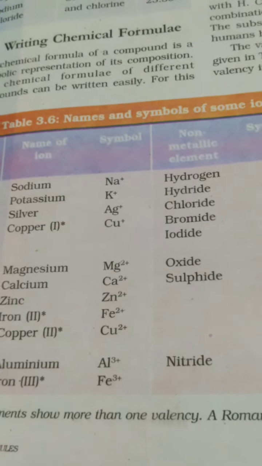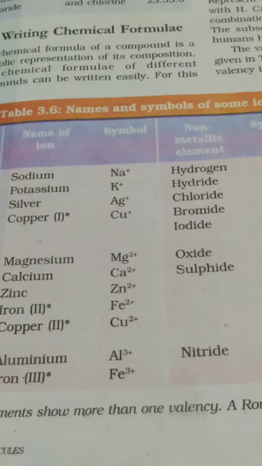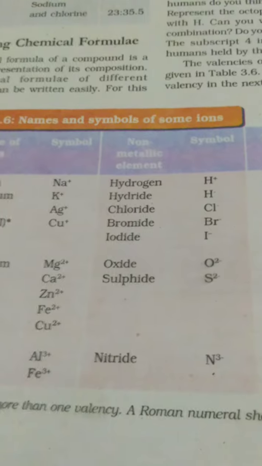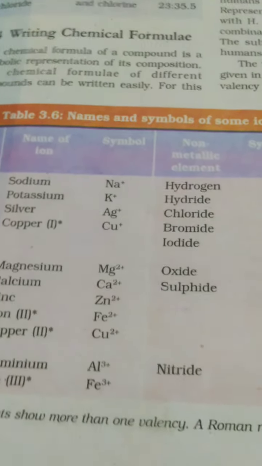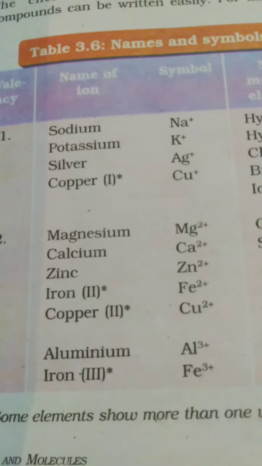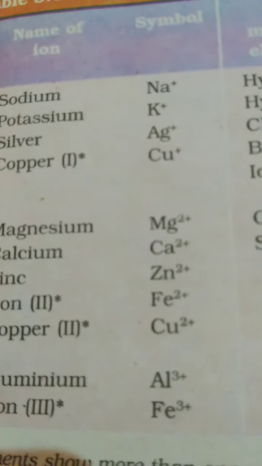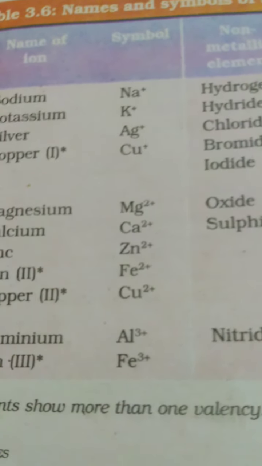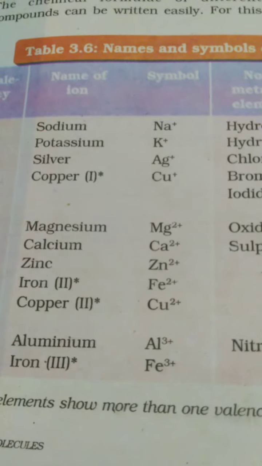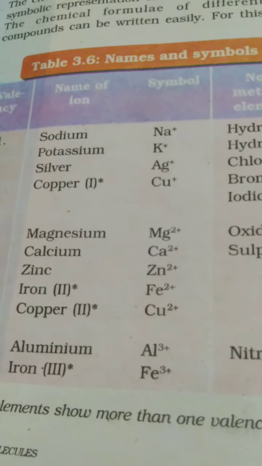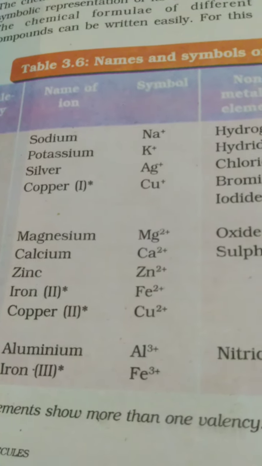valencies of the ions, and these ions are very important in writing the chemical formula of the ionic compound. So these are the metallic ions, which is sodium, potassium, silver ion, and you can see the plus charge is given over every metallic ion. These charges, either 2 plus or 3 plus or 1 plus, are the valencies of those ions. Valency of the ion is nothing but the charge over it.